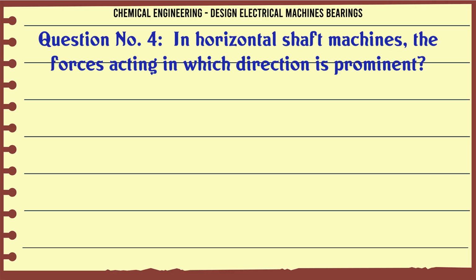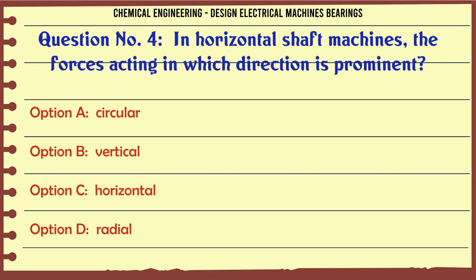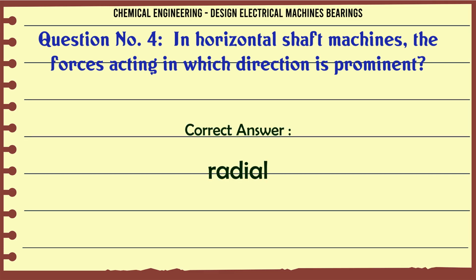In horizontal shaft machines, the forces acting in which direction is prominent? A circular, B vertical, C horizontal, D radial. The correct answer is radial.